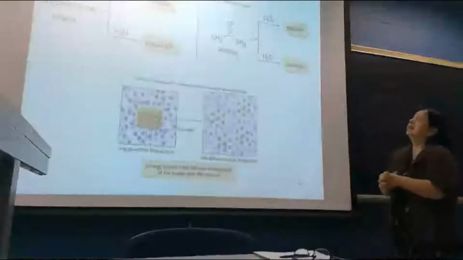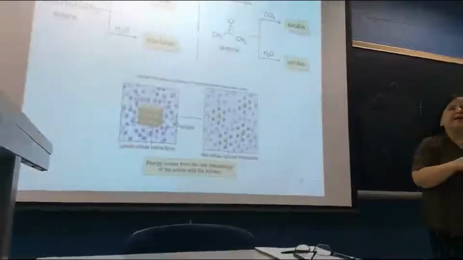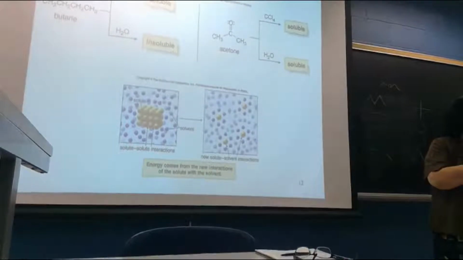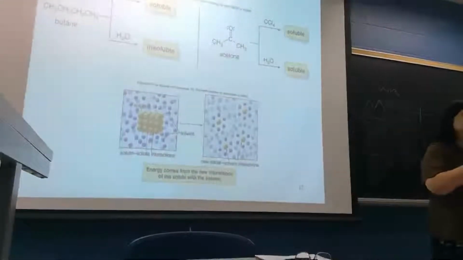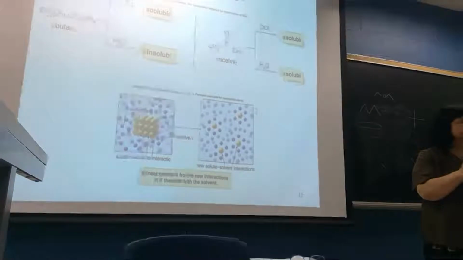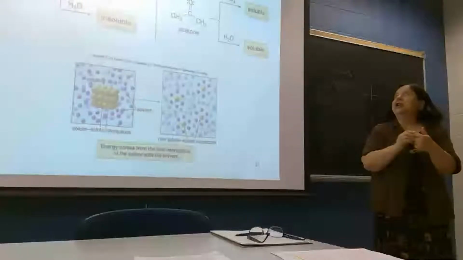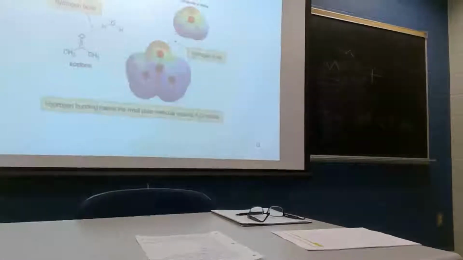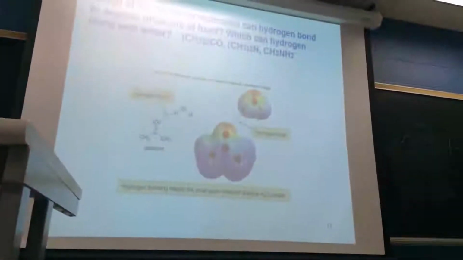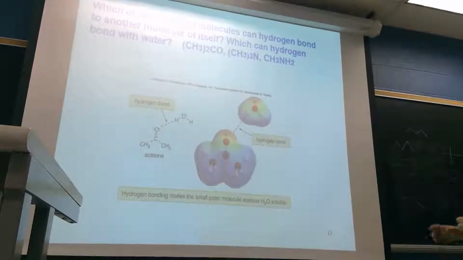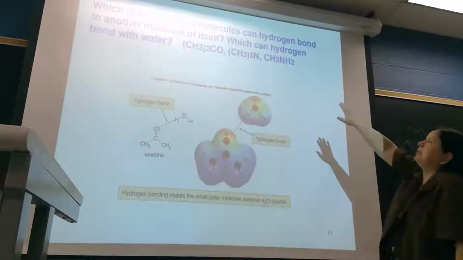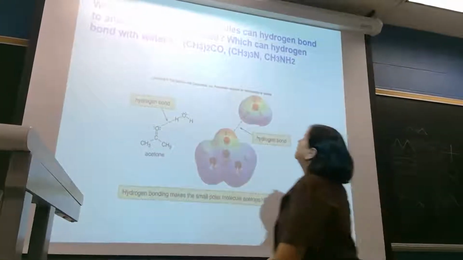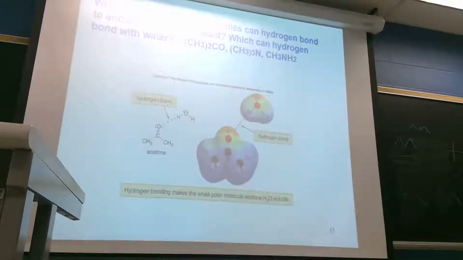So what makes some compounds soluble in water? Polarity and hydrogen bonding. If you can do hydrogen bonding with water, if a compound can do hydrogen bonding with water. So hydrogen bonding. There are three compounds listed. Which of these can do it?